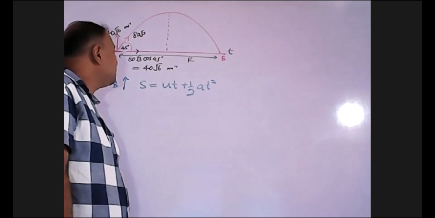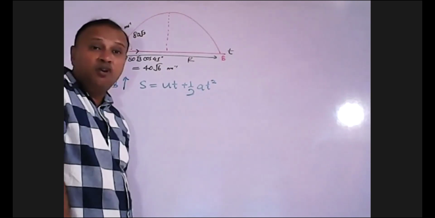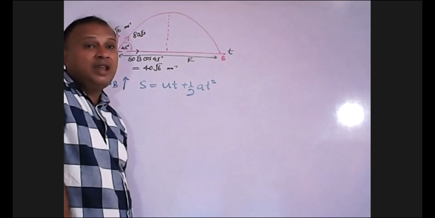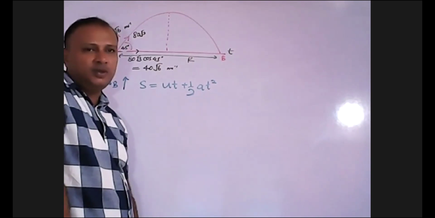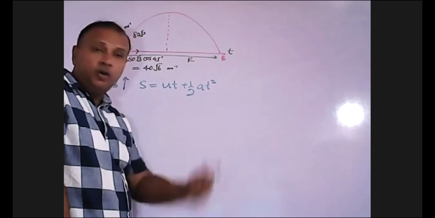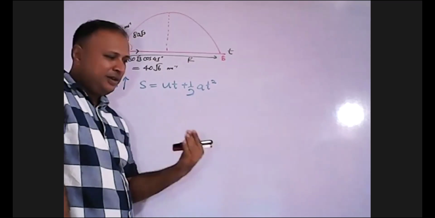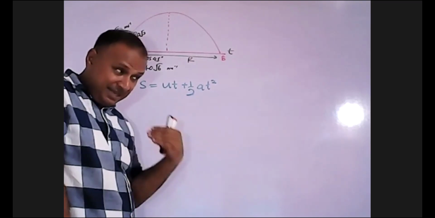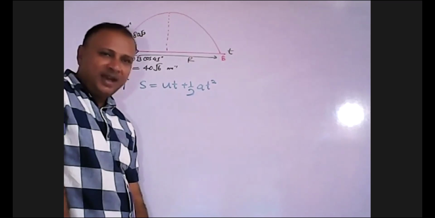But in this case, you know only the U value, that means velocity values only. Therefore, you don't know either S or T. Therefore, you cannot apply equations in horizontal directions to find T.